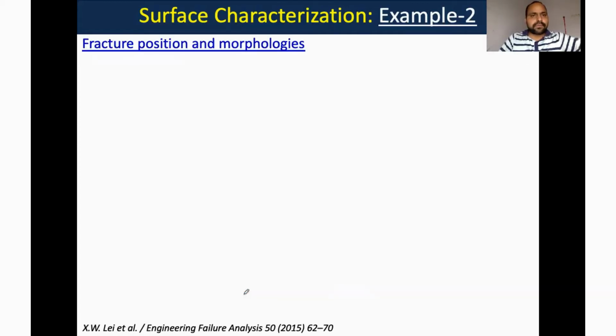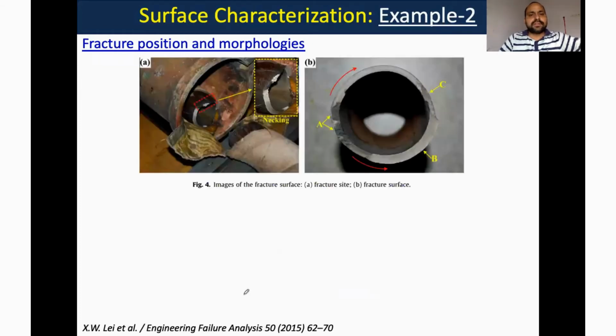So, fracture position and morphology. You can see here the image of the fracture surface. A is the fracture site and B is the fracture surface. You can see this is the tube inside. If you're able to see here, this is the tube inside.